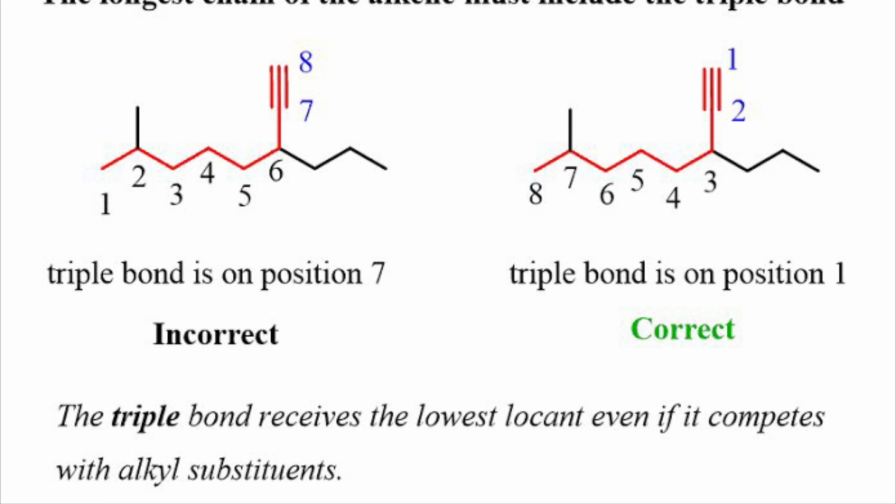Firstly, select the longest continuous carbon chain containing the triple bond. Here the longest carbon chain contains 8 carbon atoms, so the prefix is oct. Then the parent carbon chain is numbered so that the triple bond gets the lowest number. So the numbering from the right side is correct. So we get the name 7-methyl-1-octyne.